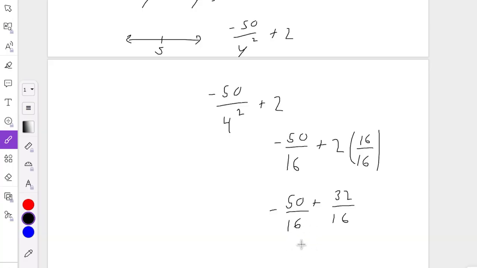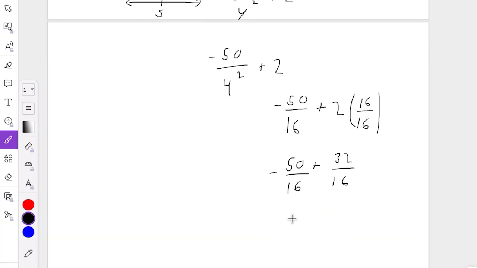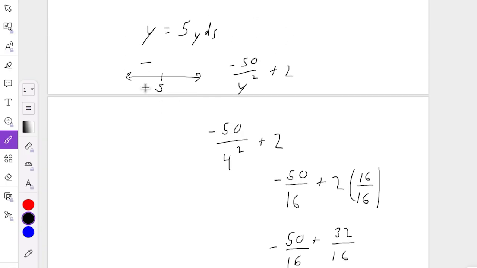Yeah, so what I'm trying to say is that it's definitely going to be a negative number. It's going to be -18 over 16. I don't care about the number. I just care that it's negative, and I'm going to put a little negative right there.